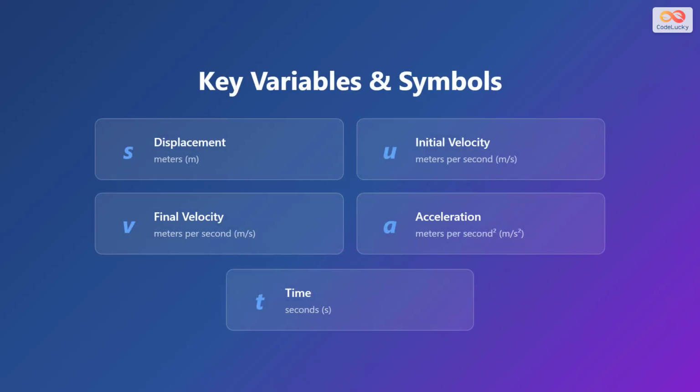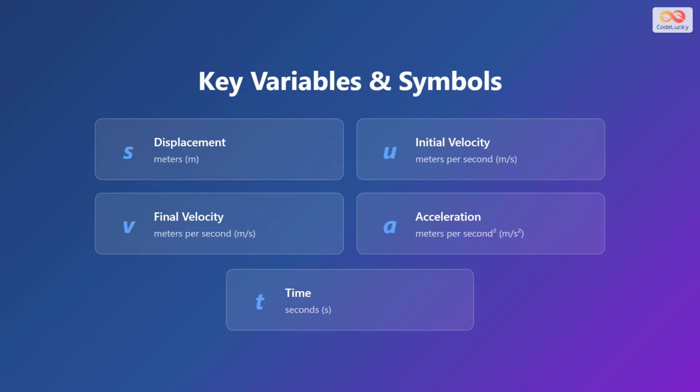Before we dive into the equations, let's familiarize ourselves with the 5 key variables we'll be working with. First, we have displacement, represented by the letter S, measured in meters. Displacement tells us how far an object has moved from its starting position. Next is initial velocity, shown as u, which is the speed at which an object begins its motion, measured in meters per second. Then we have final velocity, represented by v, also in meters per second, which is the speed of the object at the end of its motion.